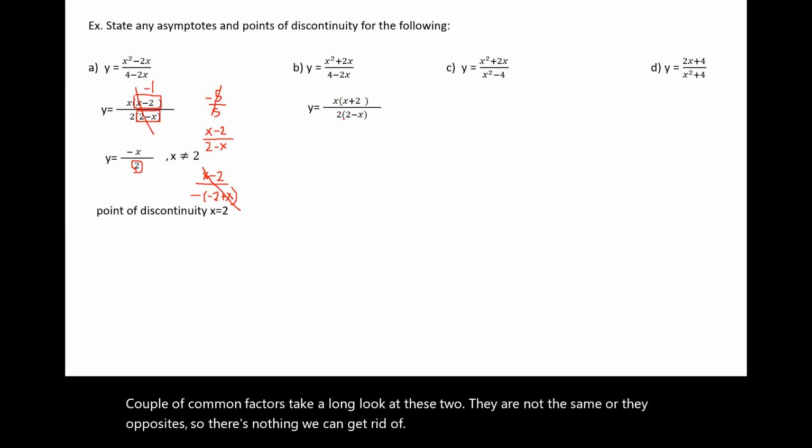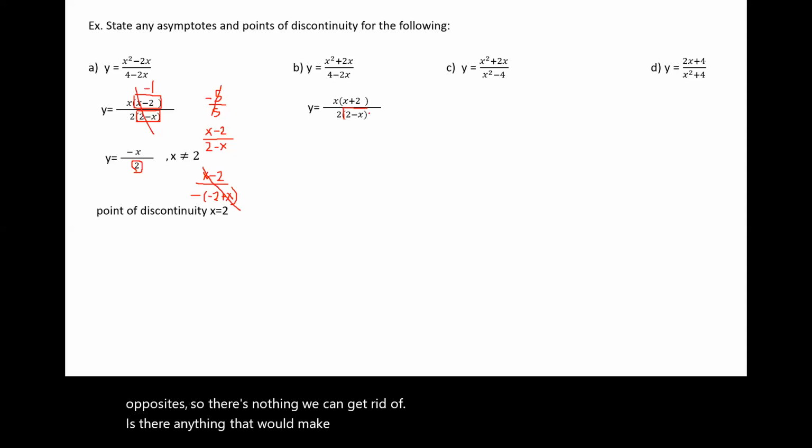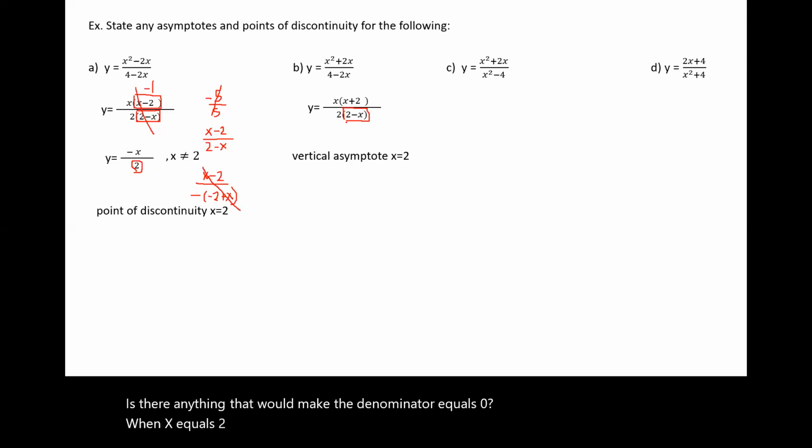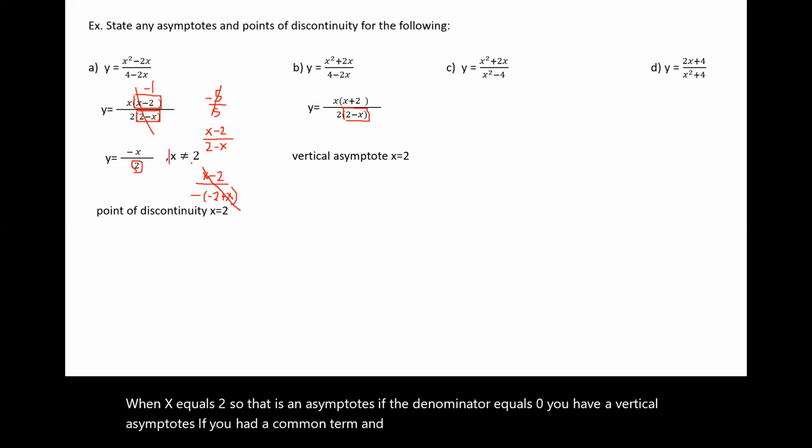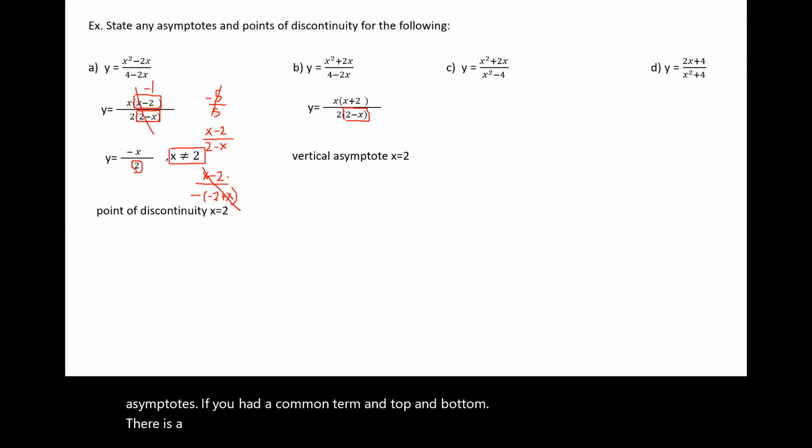Is there anything that would make the denominator equal 0? When x equals 2, so that is an asymptote. If the denominator equals 0, you have a vertical asymptote. If you had a common term in top and bottom, there is a point of discontinuity. So that's the difference between them. Denominator 0, asymptote. Same thing, top and bottom, point of discontinuity.